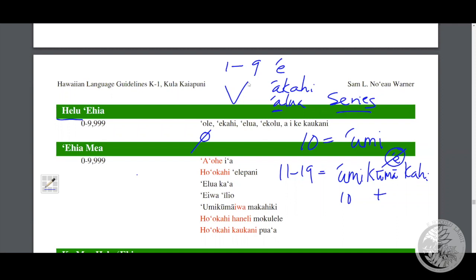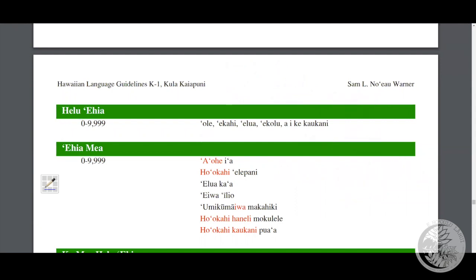Umi kumaiva. Now, when we hit the 20s, let me erase this. If I wanted to express 20 in Hawaiian, we have the word iwa kalua. Iwa kalua is the idea of 20. Where does it come from? That's just a traditional word that we use. Iwa kalua, which means 20.